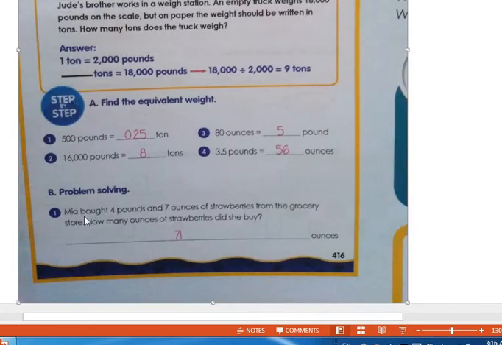Problem solving. Maya bought 4 pounds and 7 ounces of strawberries from the grocery store. How many ounces of strawberries did she buy? I want to convert the pounds into ounces, because the question asks me about the ounces. So convert 4 pounds into ounces. 4 times 16 will give me, yes Lamar, 64. Then add 7 ounces. 7 plus 64 will give me 71 ounces.